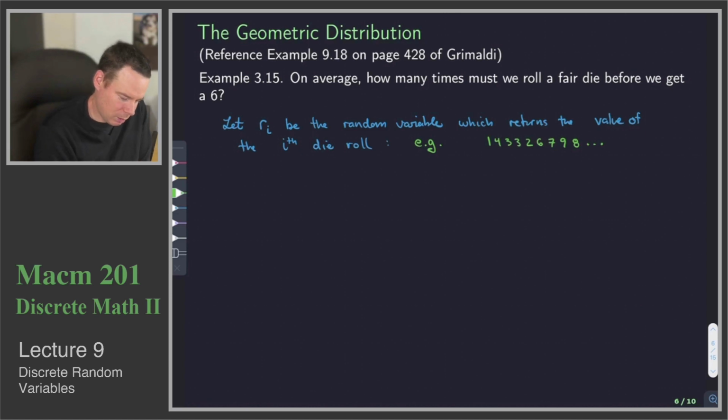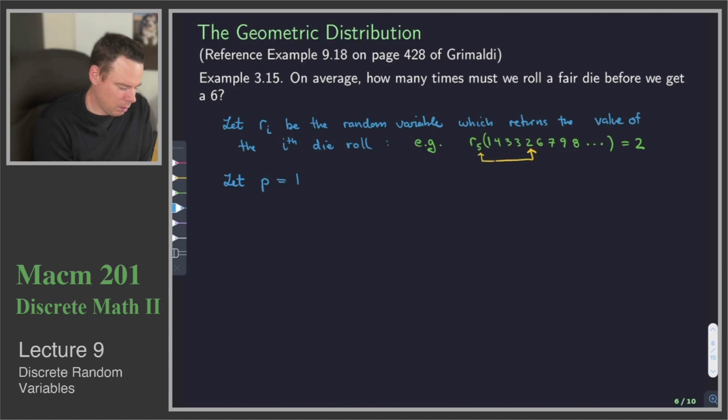So for the particular case, let's say R5. Suppose I want to know what is R5 of this. Well, this is telling me look at the fifth die roll, so 1, 2, 3, 4, 5, and return the value. And that's going to be a 2. So that's what our random variables Ri are. They just return the value of a particular die roll. So now we could ask some questions about this. For example, I will let P be the probability that the ith die roll is a 6.